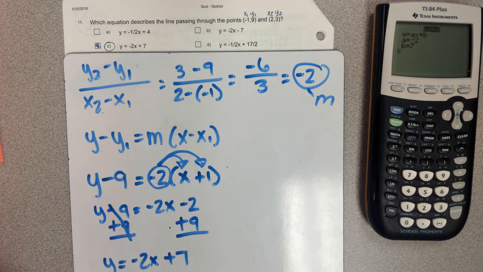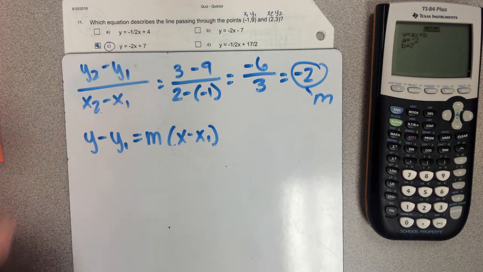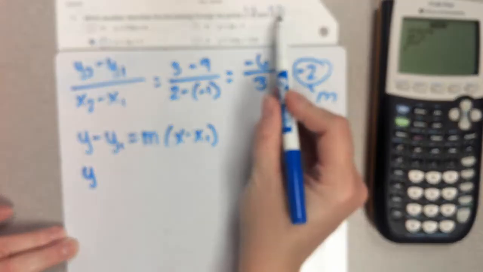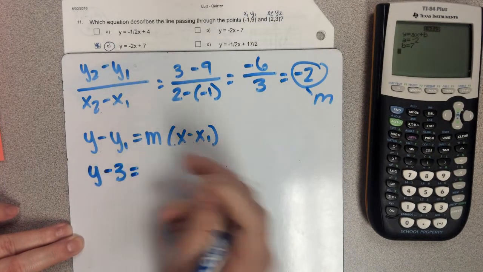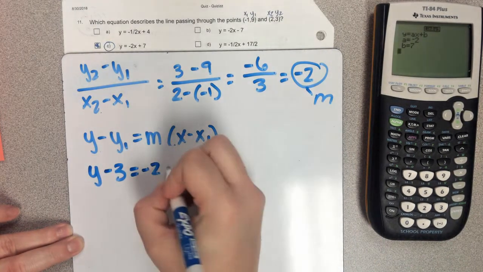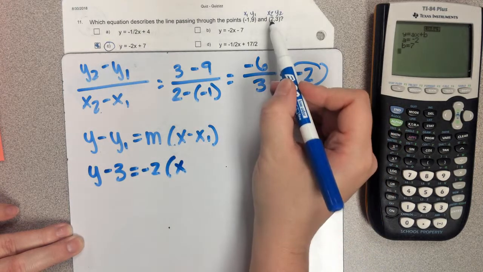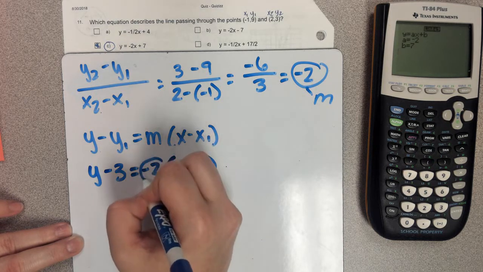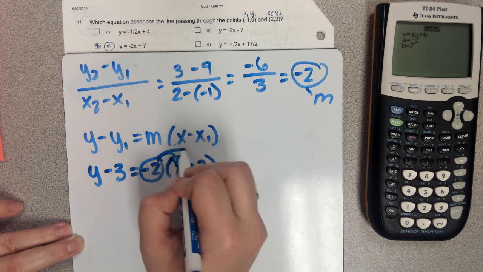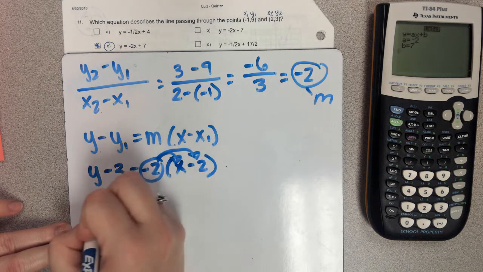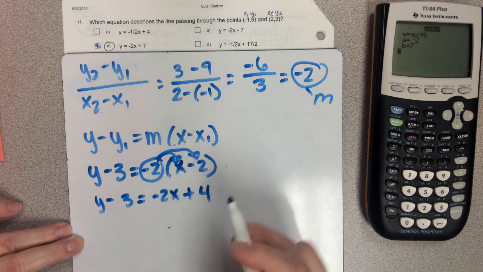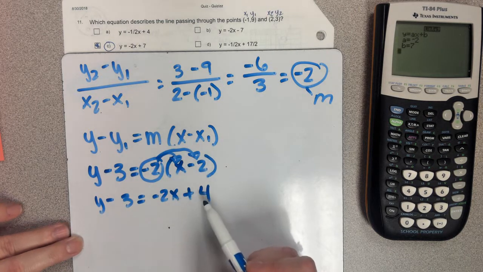Good question. Let's try it and see if it works the other way. Okay? Again, I'm going to use this ordered pair now. So y, it's positive here, becomes a minus 3 here. My slope is negative 2. X, positive here, becomes a minus 2. Now to simplify, I'm going to take this negative 2 and distribute, meaning to multiply. Y minus 3 equals negative 2x plus 4. Negative 2 times negative 2 is a positive 4.